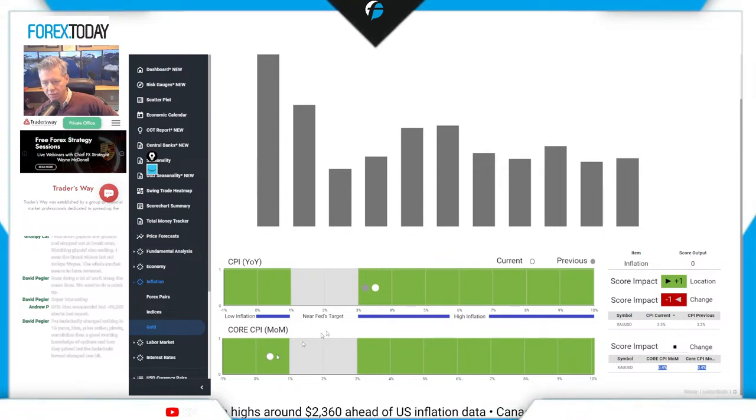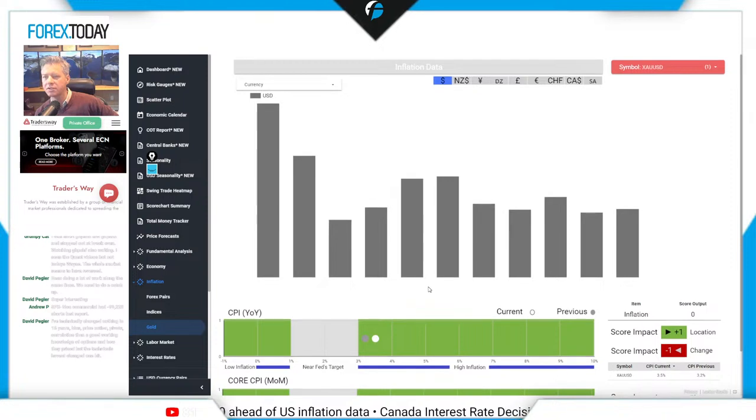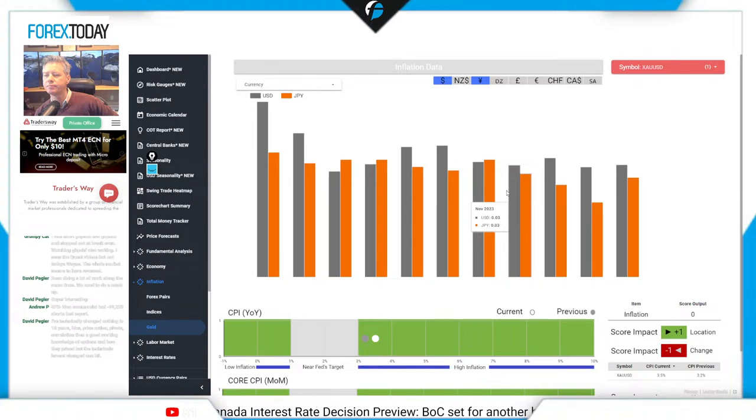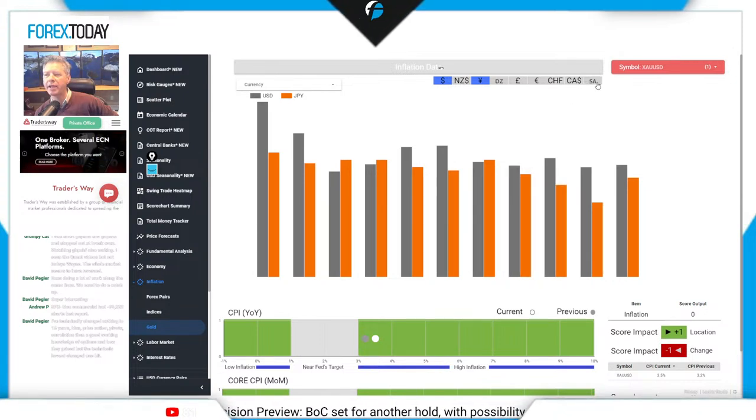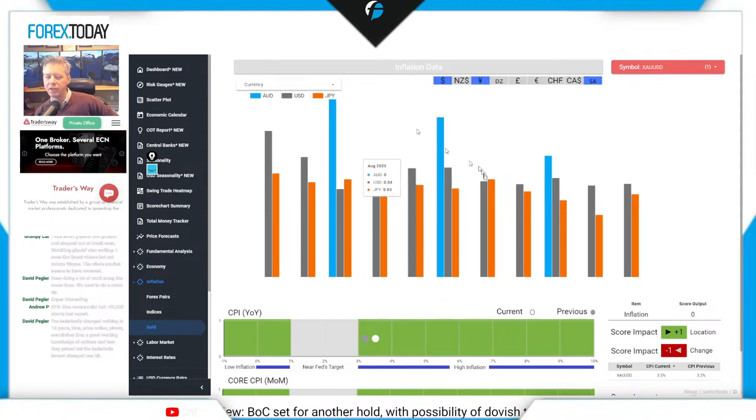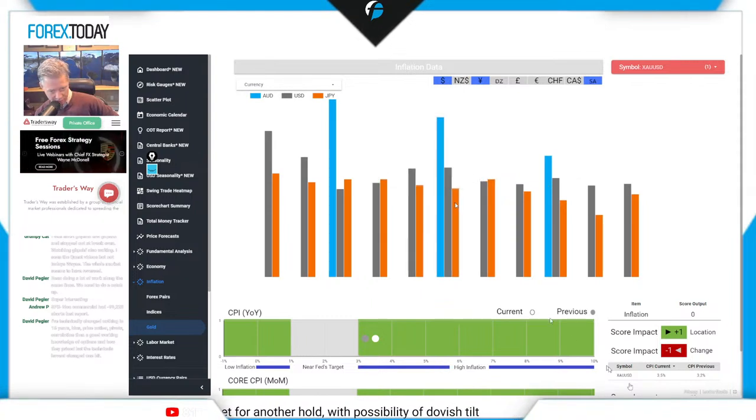So you can see it here. Old inflation, new inflation. Isn't this beautiful? So you can price in dollar. What about yen? Isn't that cool? And if you want Rand, I put that in there for my South African brothers and sisters.